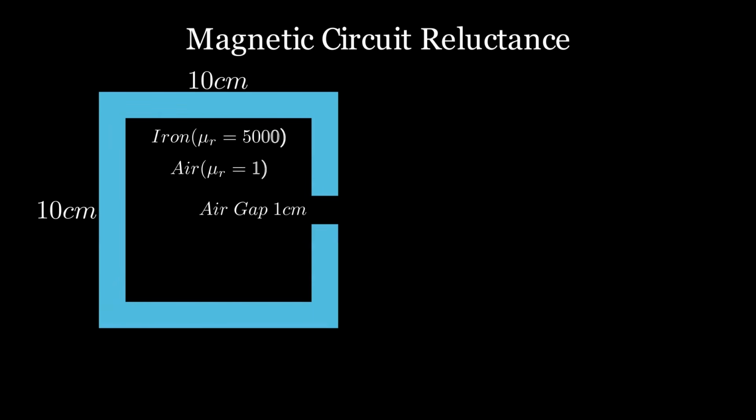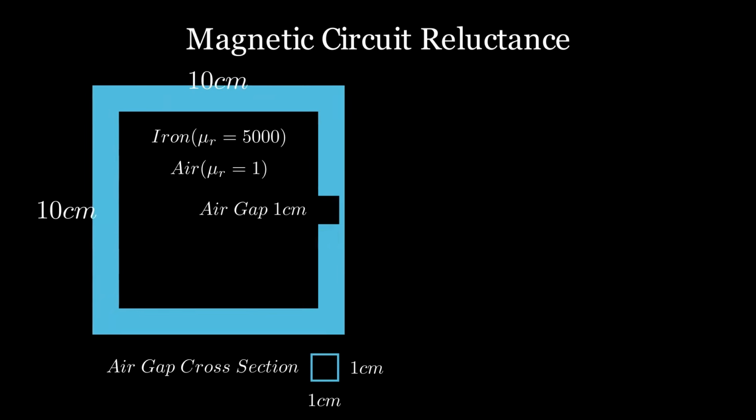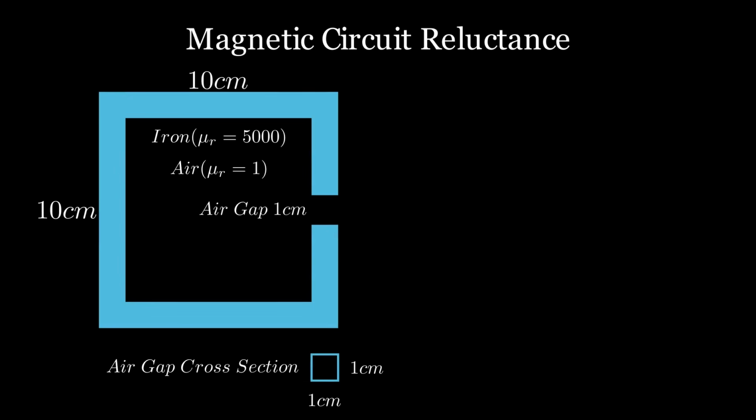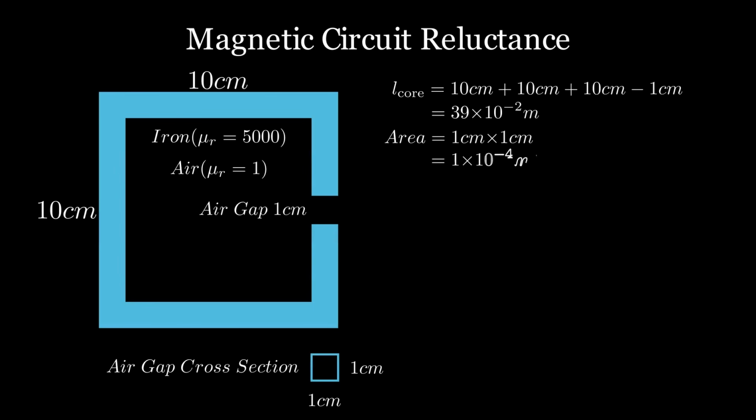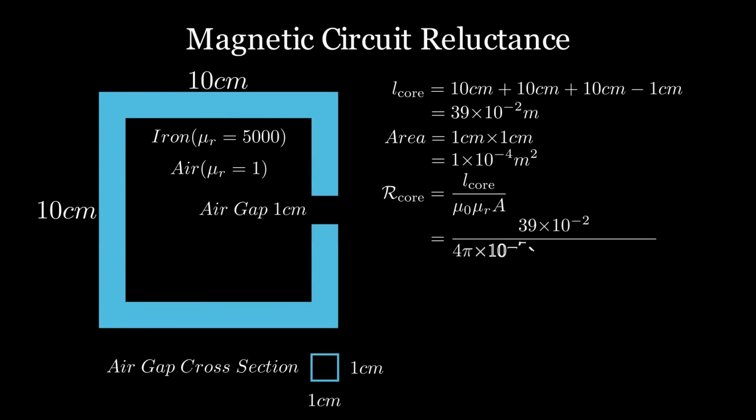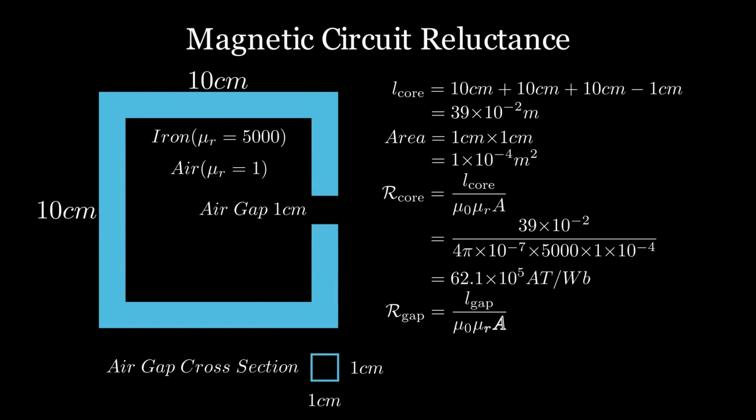To calculate the reluctance of this magnetic circuit, we have to do it in two parts: find the reluctance of the core, and then of the air gap. For the core, we work out its length and cross-sectional area, then we divide its length by the permeability of a vacuum multiplied by the permeability of the material, in this case iron, multiplied by its cross-sectional area in square meters. Now doing the same with the air gap, we have a much smaller section but end up with a reluctance that is a magnitude larger.